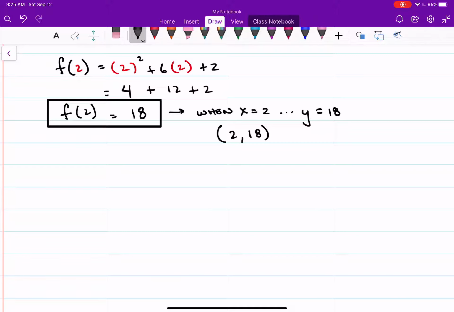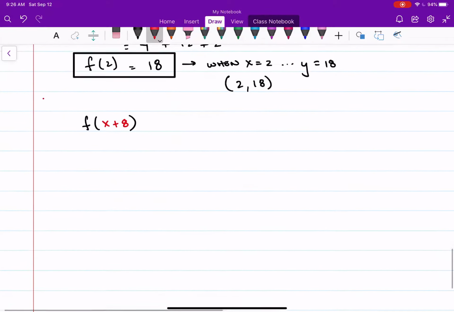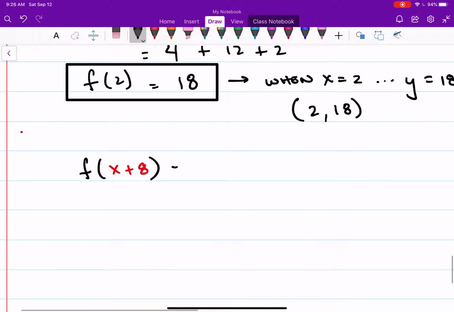All right, what if we went a little more difficult? Because you can use a number and throw it in there, no big deal. But what if we're asked for something like this? Find f of x plus 8, right? Well, conceptually, does it look different than f of 2? Yes, it does. But conceptually, it's exactly the same. And what do I mean by that?